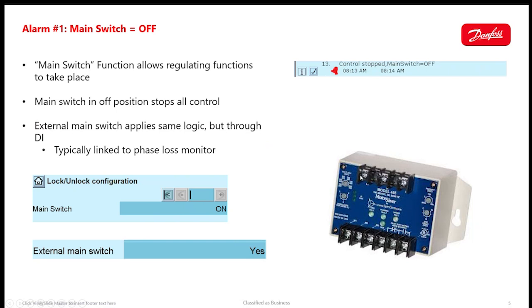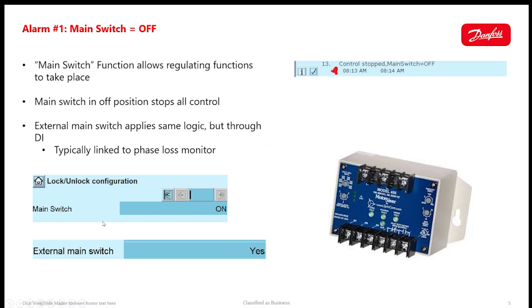If we're looking at this during the startup phase, it could be that the phase loss monitor is wired incorrectly. The order of the phases at the top of the device could be wired in the wrong order, and I've seen that generate the main switch off because the phase loss monitor interpreted that incorrect wiring as a phase loss as well. So just some troubleshooting that may have to happen there.